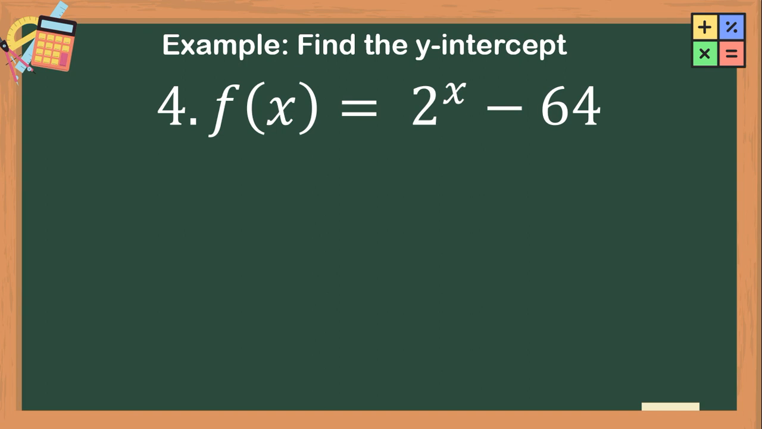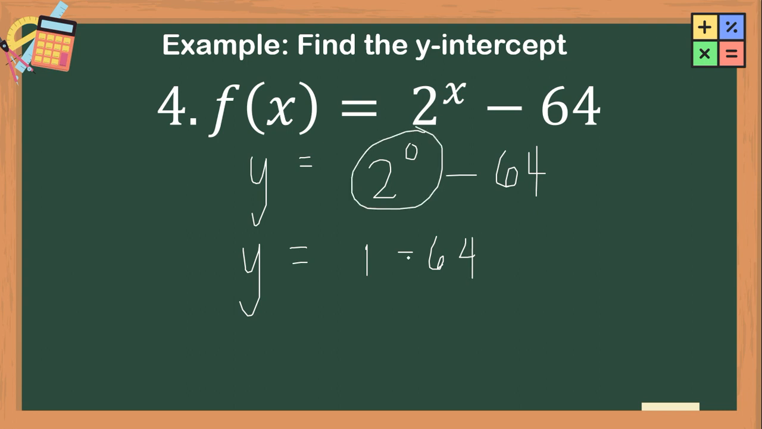Find the y-intercept of number 4. So, what is the y-intercept of number 4? Try nyo nga i-solve. Answer is 1? Mali. Ay, (0, 1)? Wait, y is equal to 2 raised to 0 minus 64. Any number raised to 0 is 1. So y is equal to 1 minus 64, which is negative 63. Gets po? So it could be (0, negative 63).